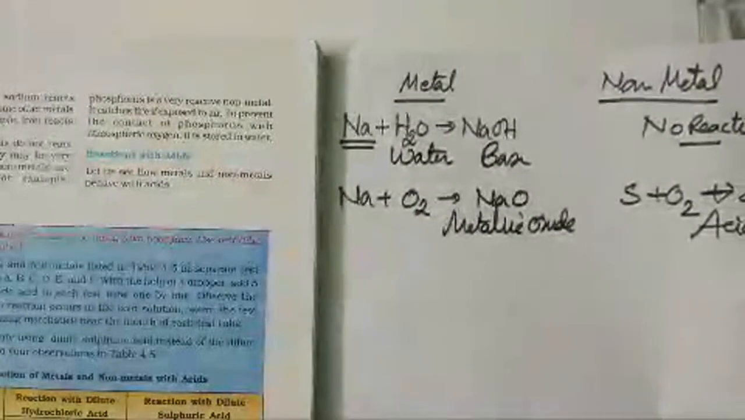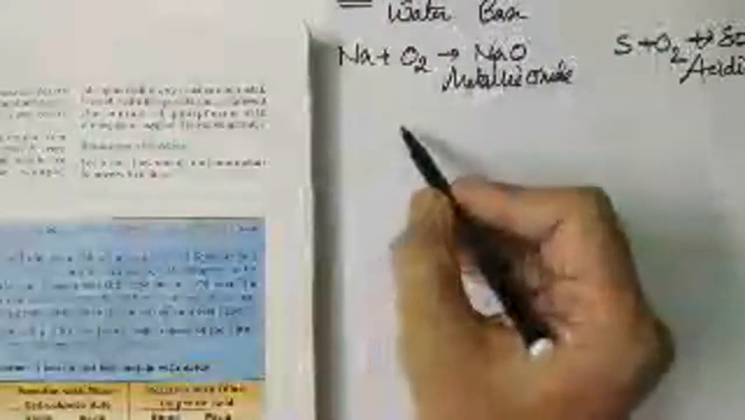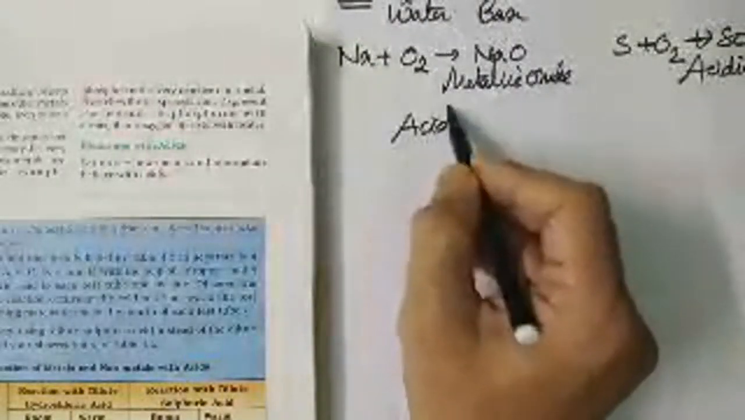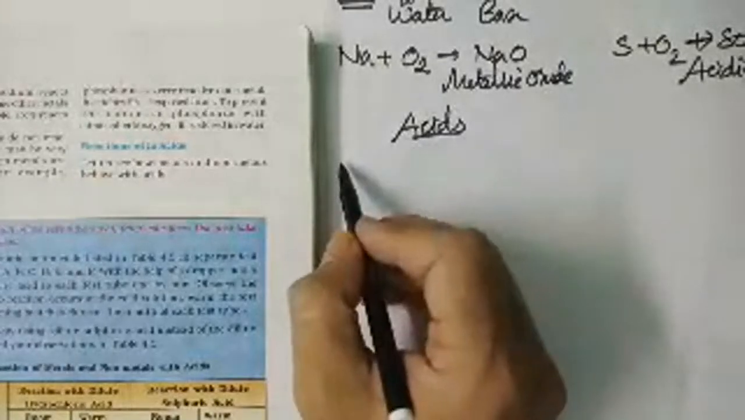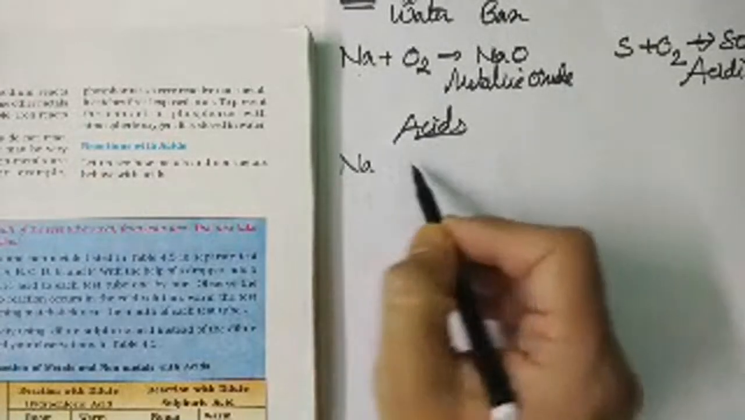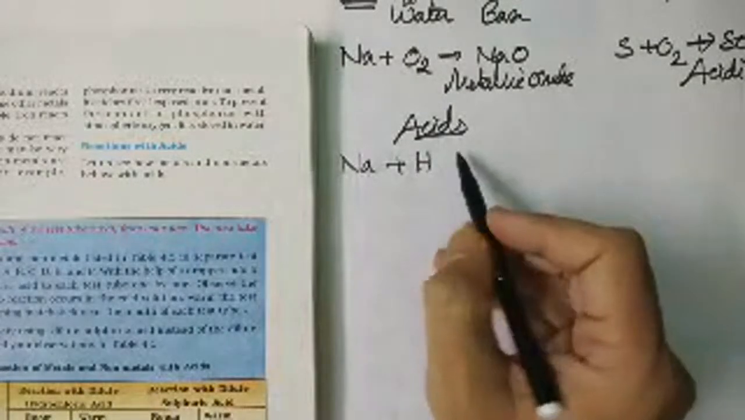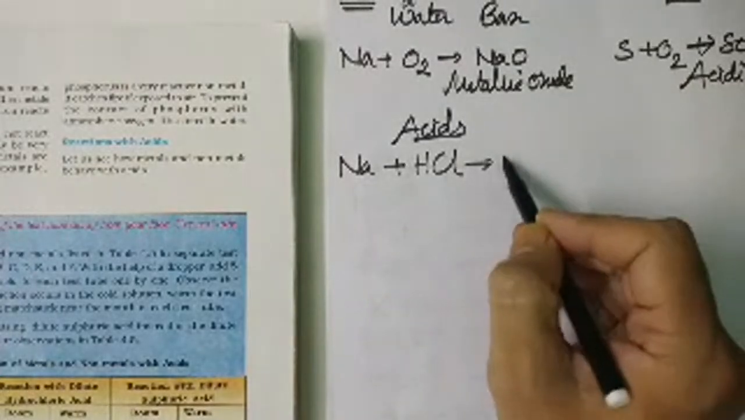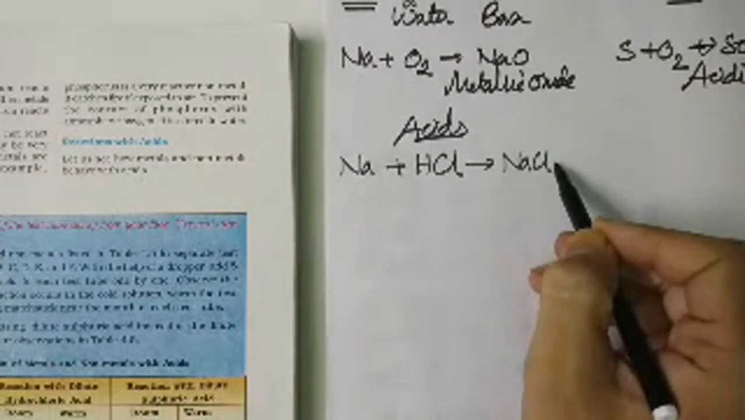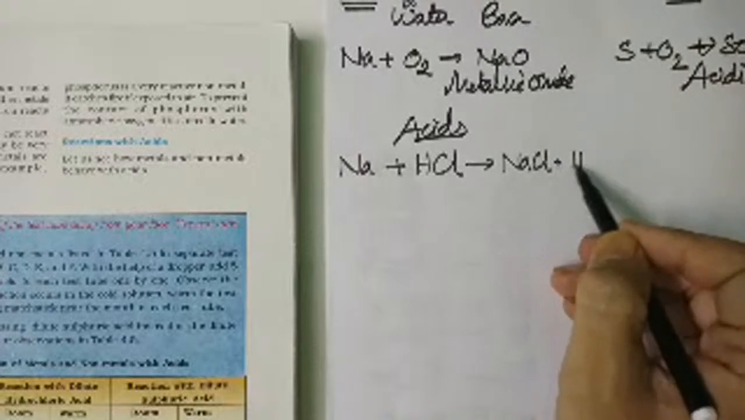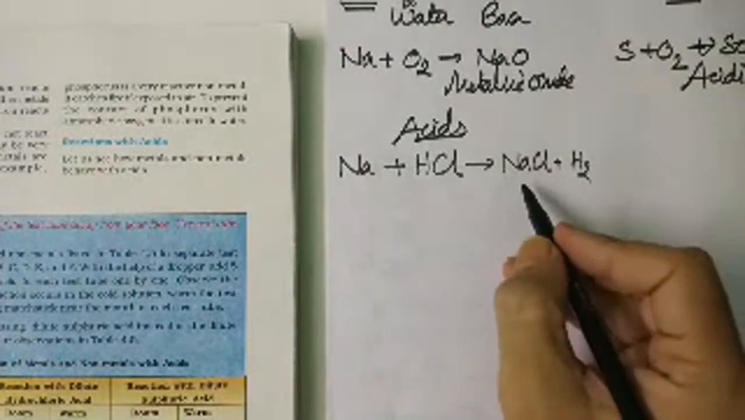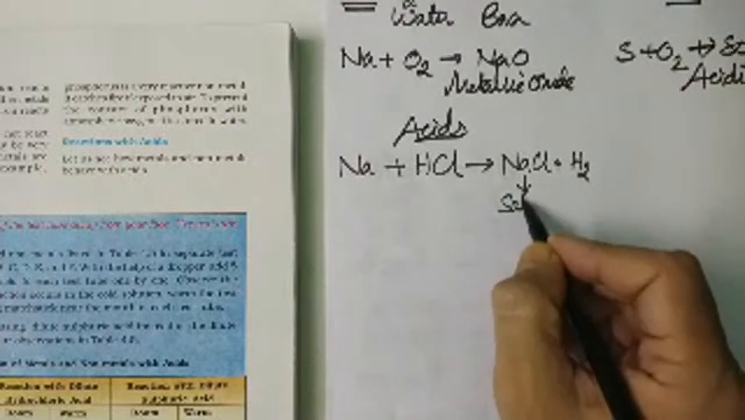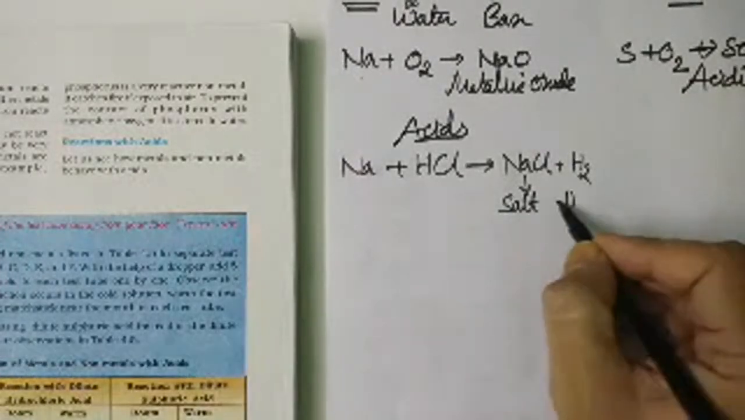Reaction of metals and non-metals with oxygen and water. Now we will see how metals react with acids. If we take the same example, sodium, and react it with an acid, HCl, hydrochloric acid, it is seen that sodium reacts with hydrochloric acid to form NaCl plus hydrogen. This is a salt and this is hydrogen.